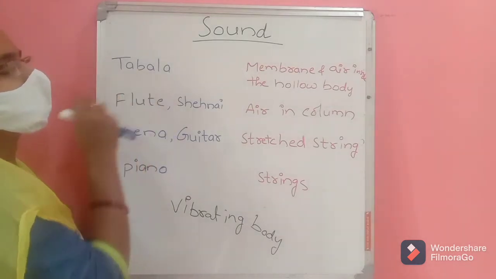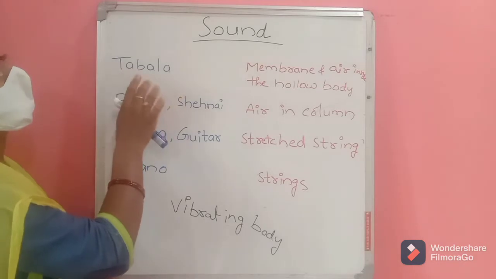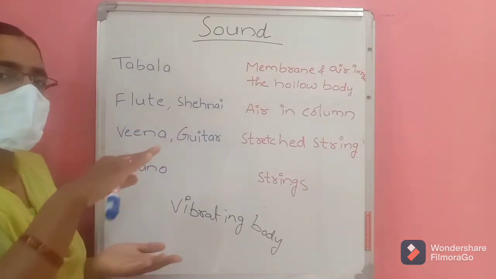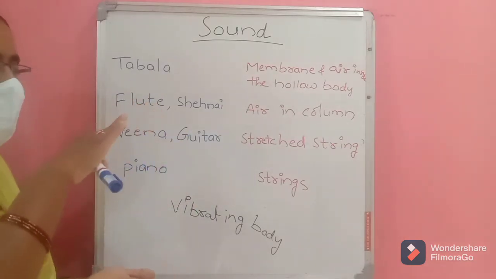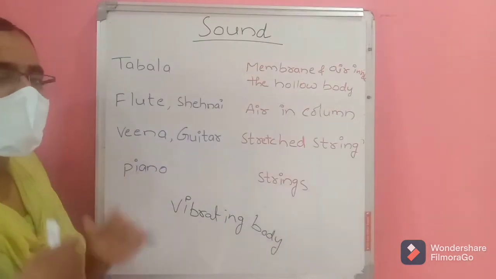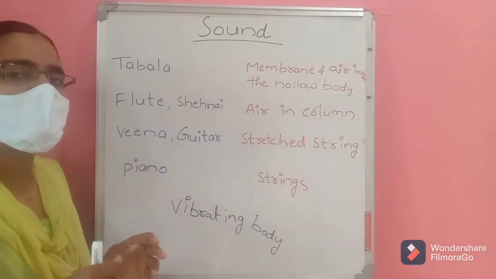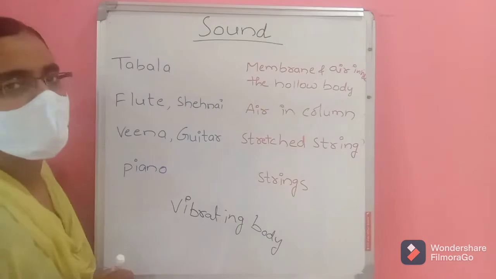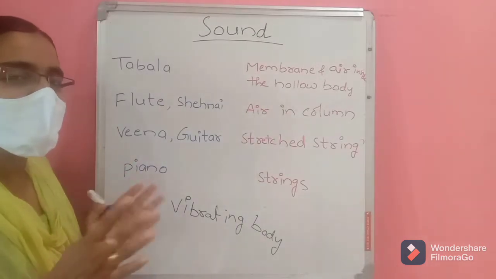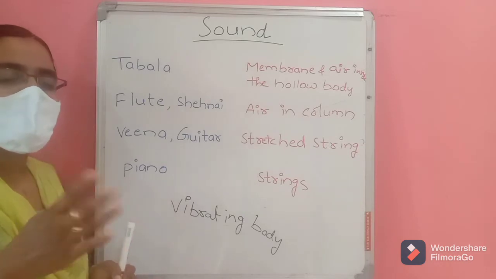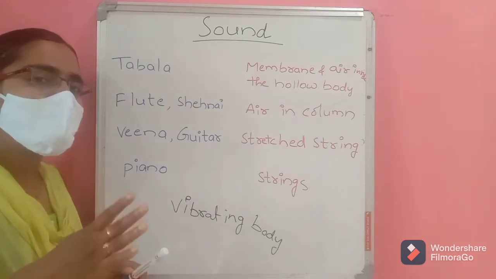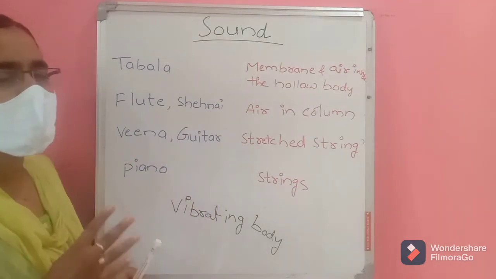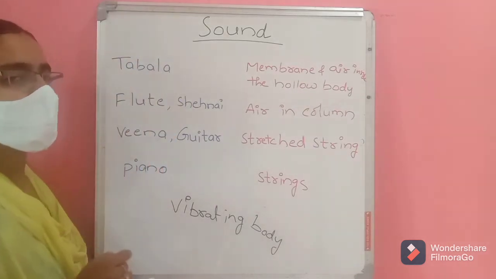Okay. If you take musical instruments, for example, tabla. You know tabla. It has a membrane, both at the bottom and the top, and inside it is a hollow part with only air inside. So the membrane and the air inside the hollow body both vibrate. When you hit that membrane with your hand, the membrane vibrates, and the air present inside that hollow body also vibrates. Then we get sound from the tabla.